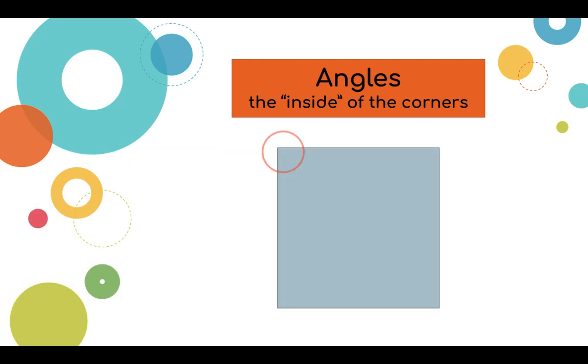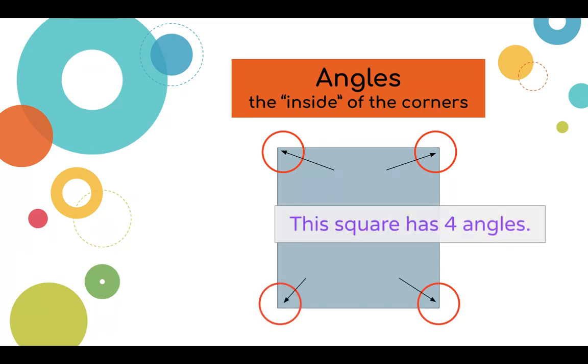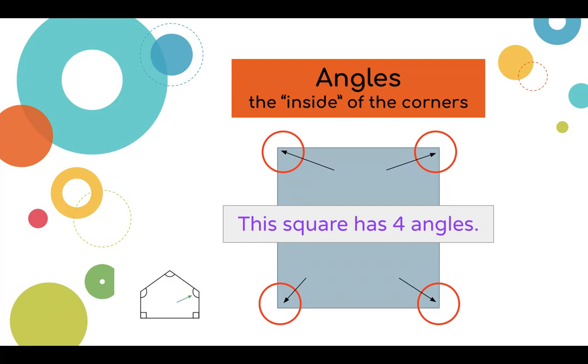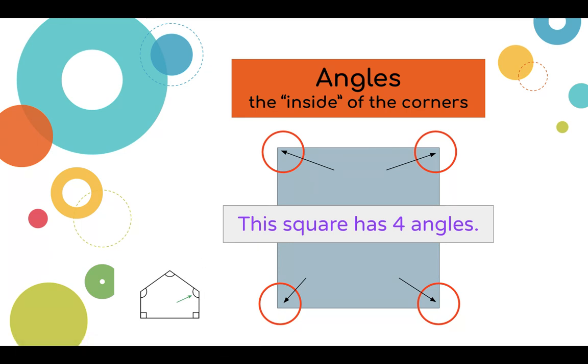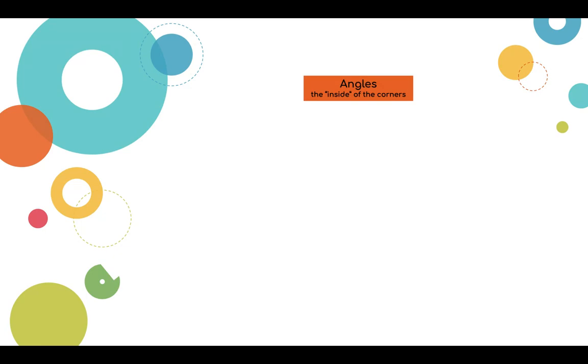So first we're going to talk about angles. Angles is just a fancy word for the insides of the corners. This is something you'll talk a whole lot about the older you get. This square, for example, has four angles. So if you look down here, this is what the angle is. It's this inside of the actual corner. So again, this square has four sides and four angles.